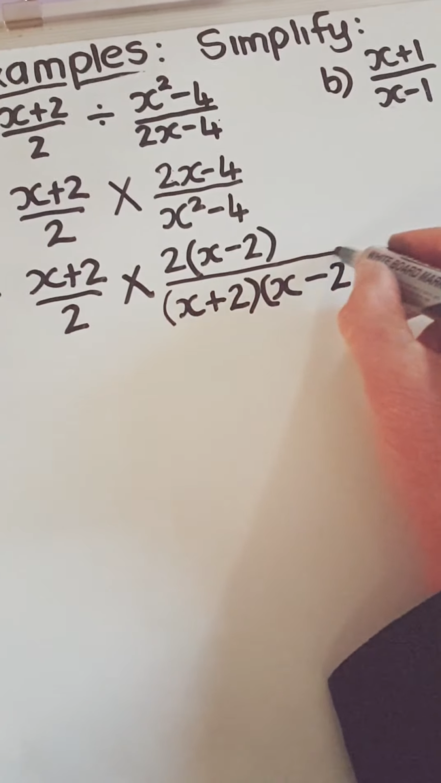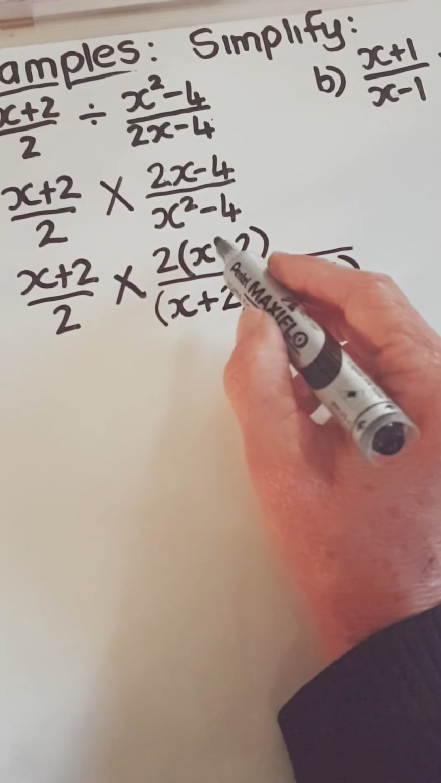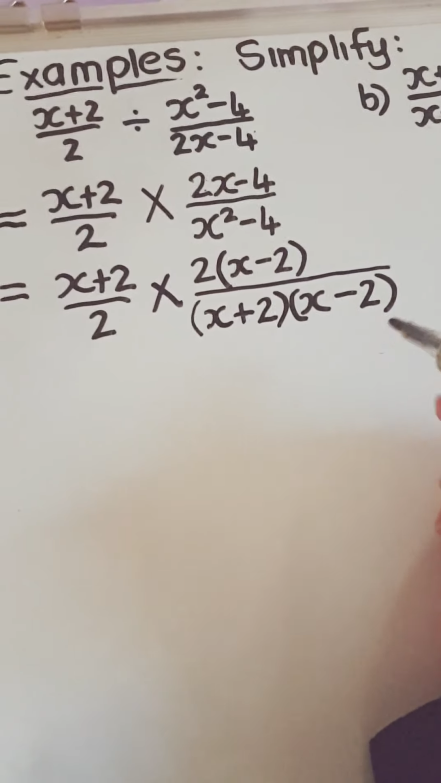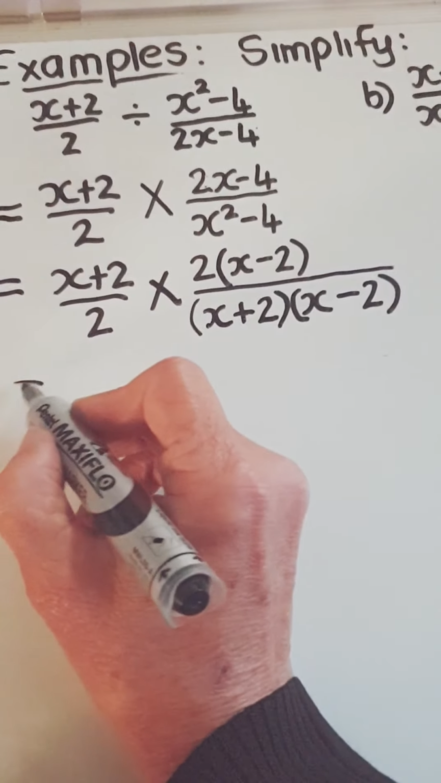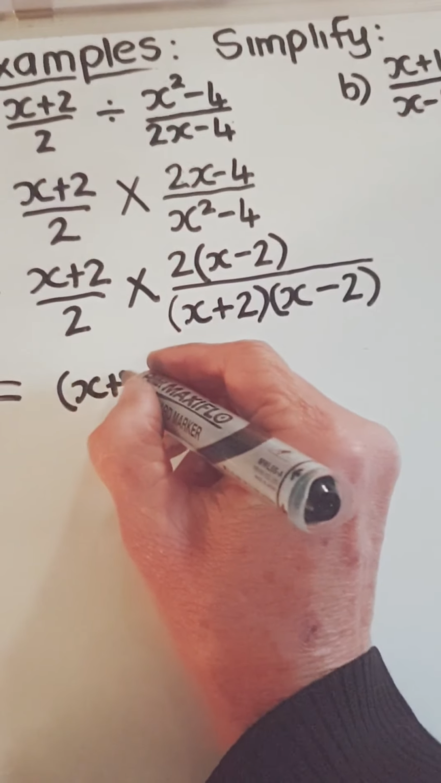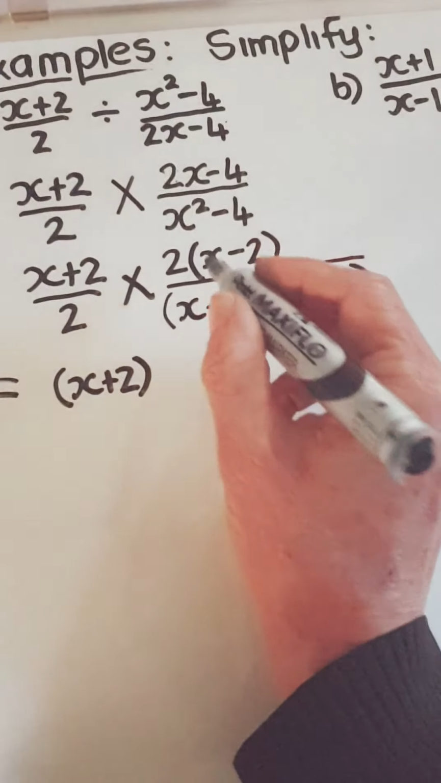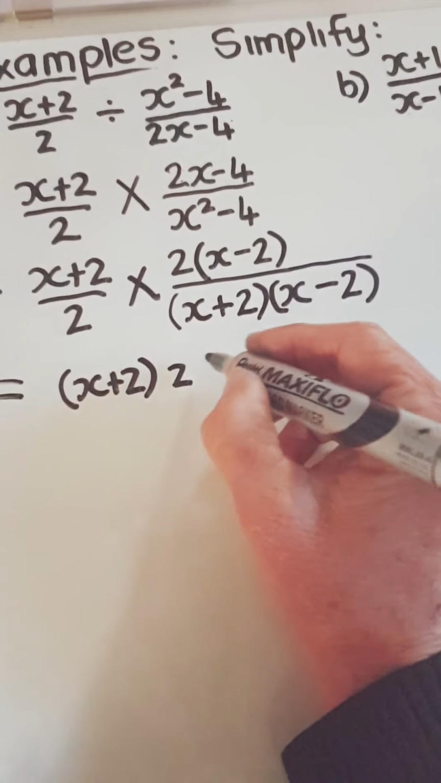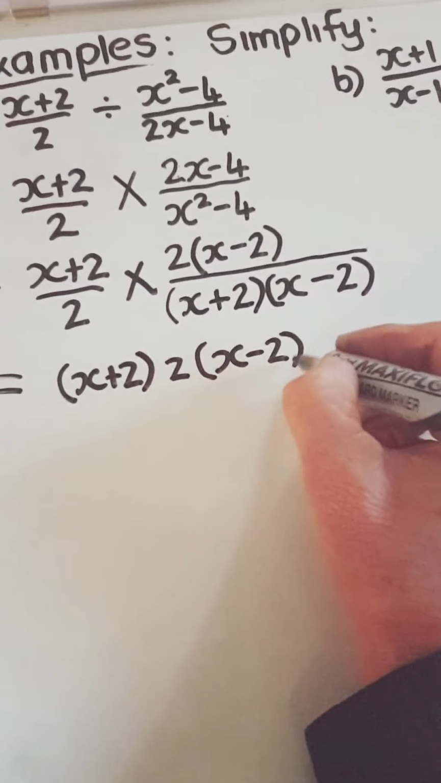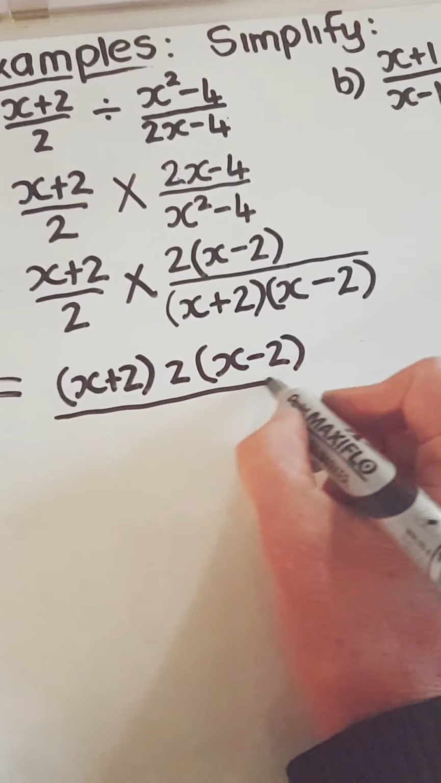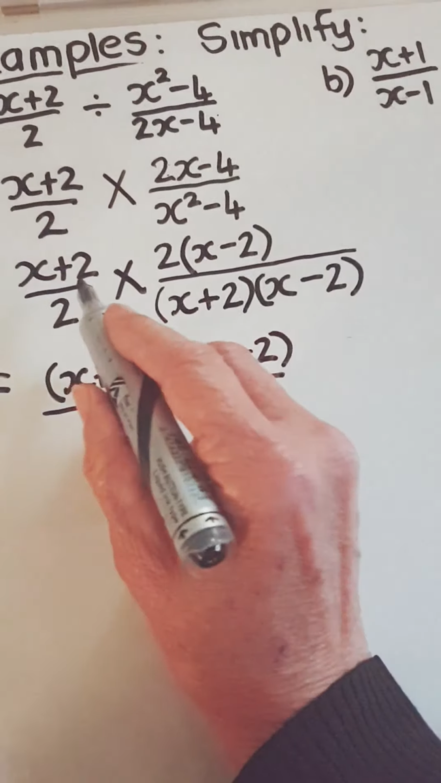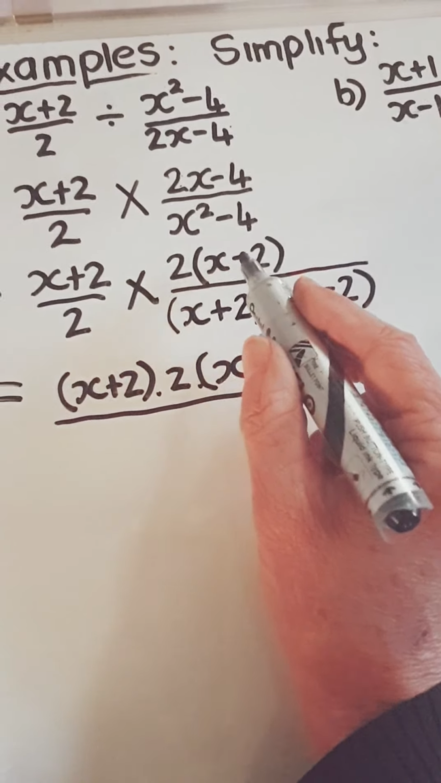So now, this is 1 term over 1 term, 1 term over 1 term. So I can basically write all of this as, let's put the x plus 2 in a bracket, and I'm multiplying with a 2, and I'm multiplying with an x minus 2, and under the line in my denominator, remember I'm multiplying all of this, numerator times numerator.